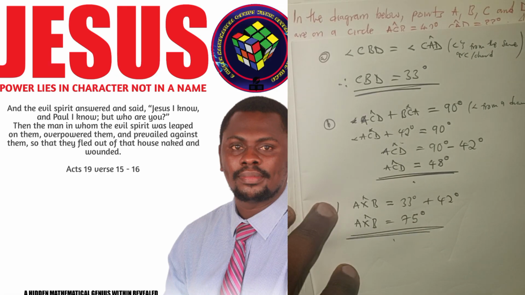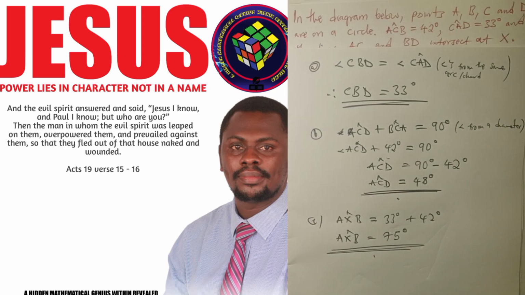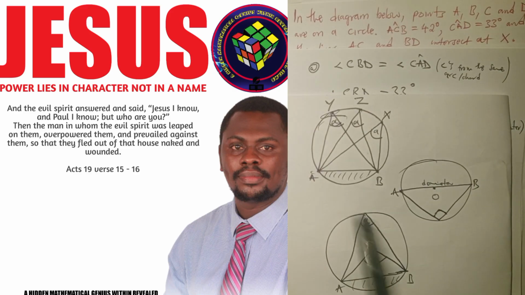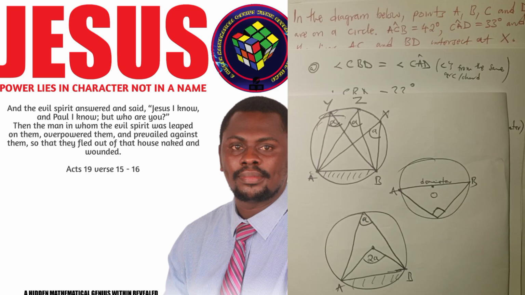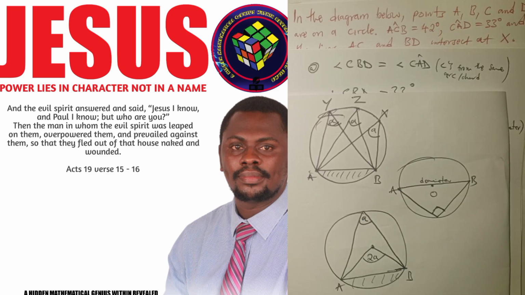So this is how you perform calculations to do with circle theorems, applying angles produced from the same arc are equal, and angles produced from a diameter are right angles.